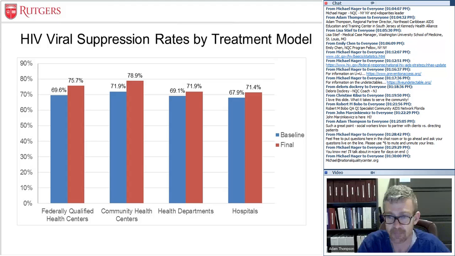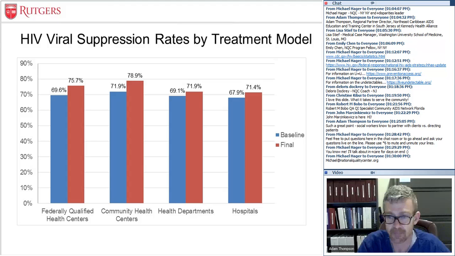And patients will have access to other types of medical treatments in the clinics. So you can take a look at our graphs and see that even though there were improvements because people were involved in a quality management program, the improvements were bigger and a little more robust in federally qualified health centers and community health centers compared to other types of medical care models.